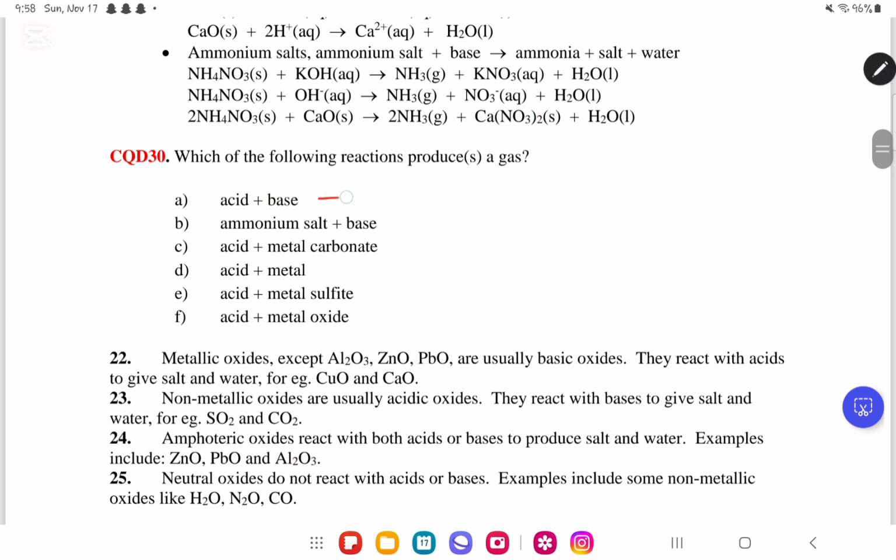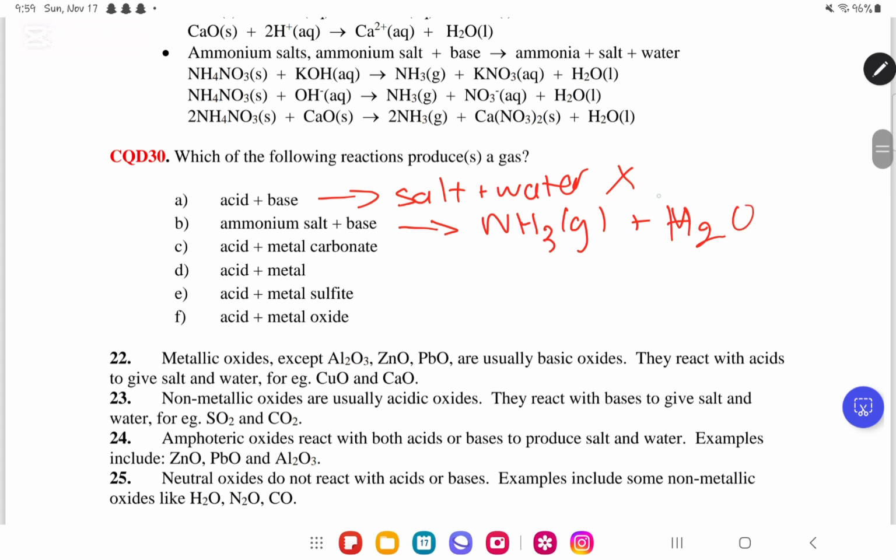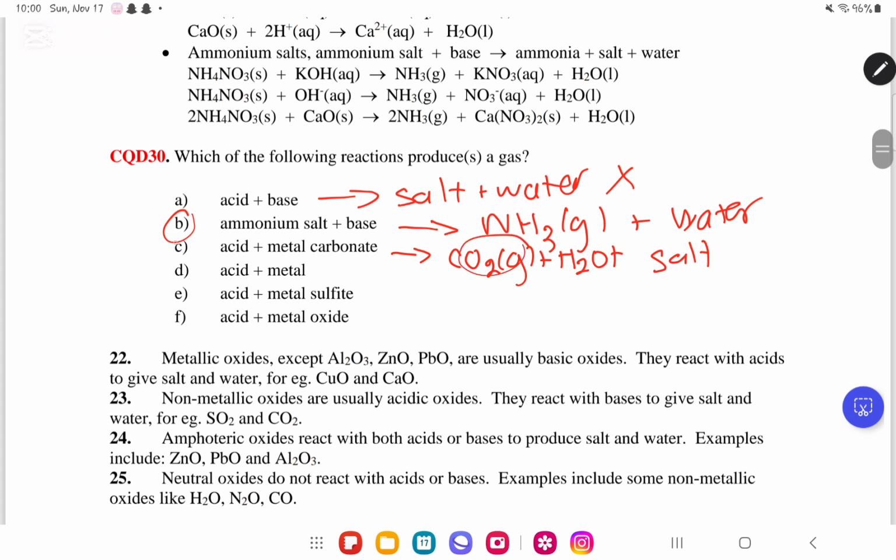First of all, an acid plus a base gives us a salt and water. We call this a neutralization reaction, so it does not produce a gas. Then a base and an ammonium salt will form ammonia gas, NH3 gas, plus water, H2O. So it definitely produces a gas because ammonia is a gas. Then an acid plus a metal carbonate will produce carbon dioxide gas plus water plus a salt. So definitely it's producing a gas.